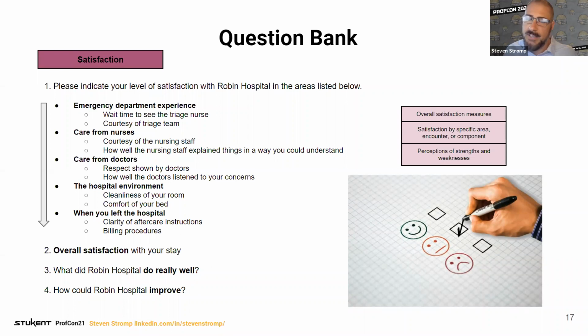Throw in some overall ratings, and then throw in, how could we improve? What were those opportunities for improvement? And what did we do really well?